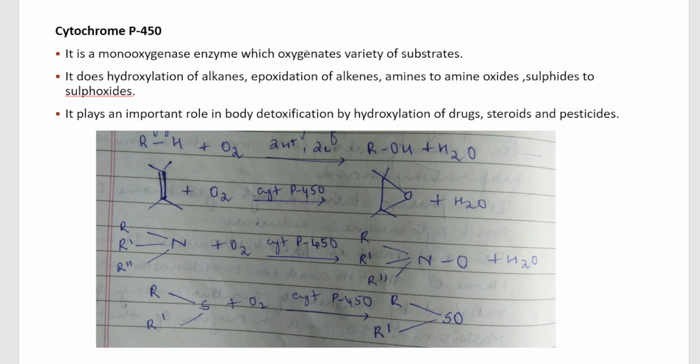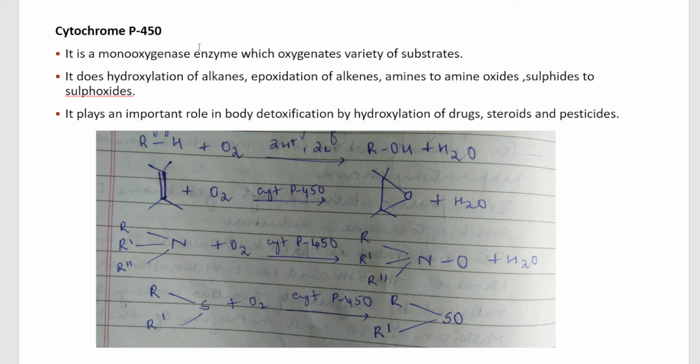Okay. What is the main function of cytochrome P450? It is a monooxygenase enzyme, which means that it oxygenates a variety of substrates. So it is mainly required for oxygenation of different substrates. These are the different reactions catalyzed by cytochrome P450, or we can say these are the different substrates which are oxygenated by cytochrome P450.